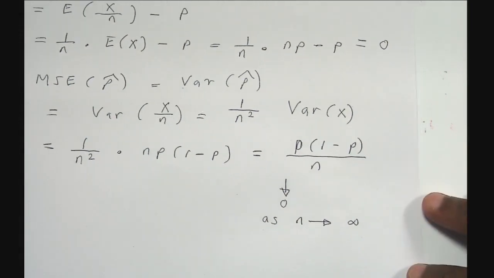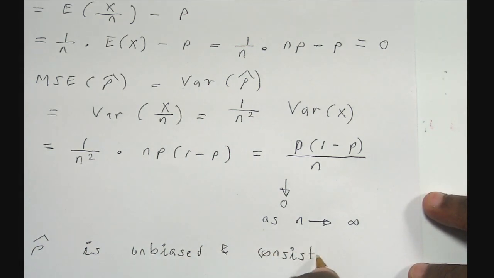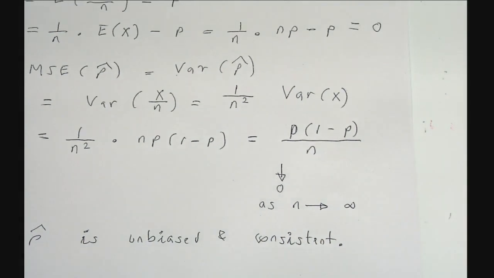So in conclusion, p hat is unbiased and consistent. Remember, consistency means that the MSE approaches 0 as n approaches infinity. Unbiased means that the bias is 0. So both properties are satisfied here. It's a really easy question, right? And now do question 2, please.